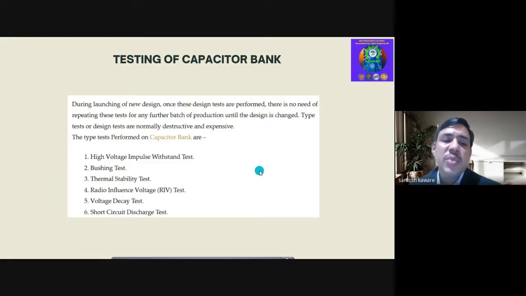Then thermal stability limits, means temperature. Generally, oil filled capacitors are used, or nowadays they are using dry type capacitors also. But still, thermal stability limit is most important, or how much temperature it can sustain. Radio influence voltage, voltage decay test, short circuit discharge test. So all these tests we have to carry out especially on the capacitor bank.